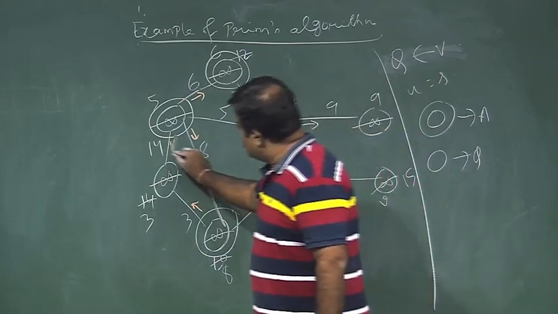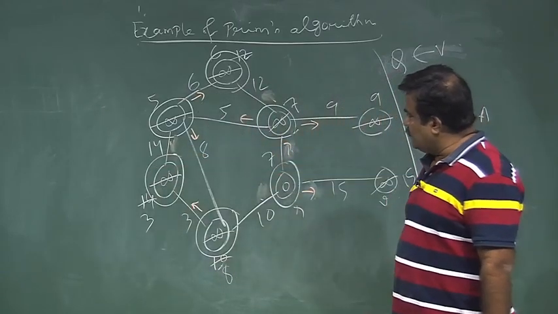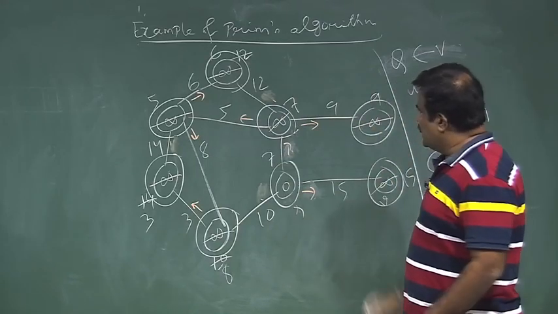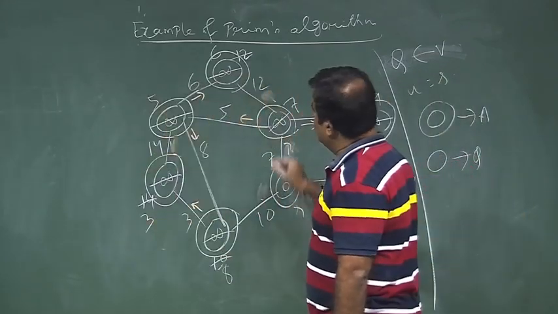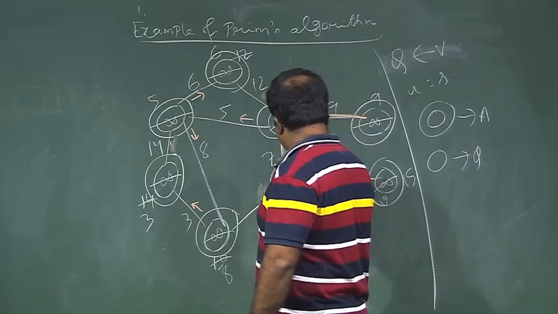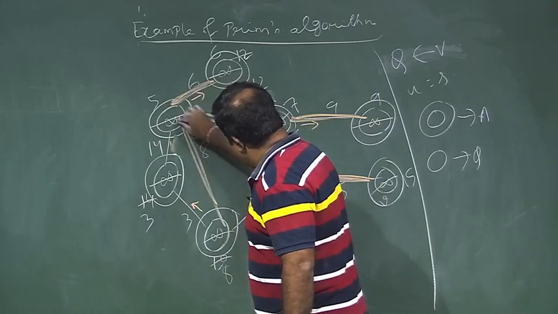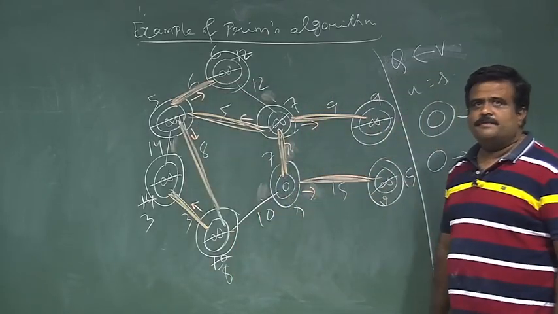Now next minimum is 3, but for this we have added everything. Now next minimum is 9, next minimum is this, and finally after this we will follow this link to have the minimum spanning tree. Okay. So this will give us the minimum spanning tree.